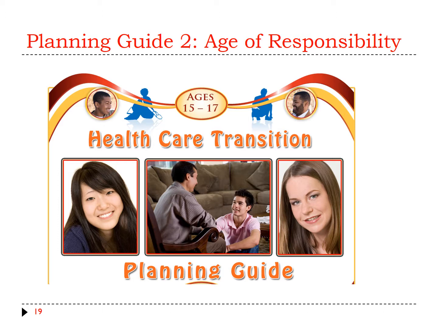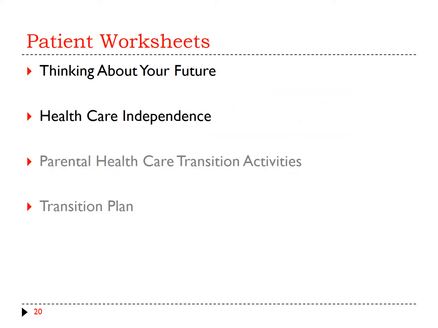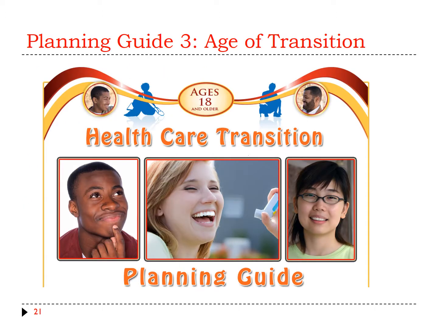Planning Guide 2 follows a similar format to the first guide, with added emphasis on the youth's new responsibilities and their self-efficacy. The first 2 planning guides for youth have only 2 sets of worksheets, Thinking About Your Future and Healthcare Independence. Parents and caregivers complete the other 2 sets of worksheets.